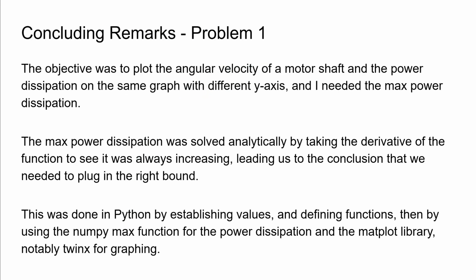So for this problem, in conclusion, the objective was to plot the angular velocity of the motor shaft and the power dissipation on the same graph with different y-axes. And I need the max power dissipation as well. The max power dissipation was solved analytically by taking the derivative of the function to see it was always increasing, leading us to the conclusion that we needed to plug in the right bound. This was done in Python by establishing values, defining functions, then by using the numpy max function for the power dissipation and the matplotlib library, notably the twinx function for graphing.